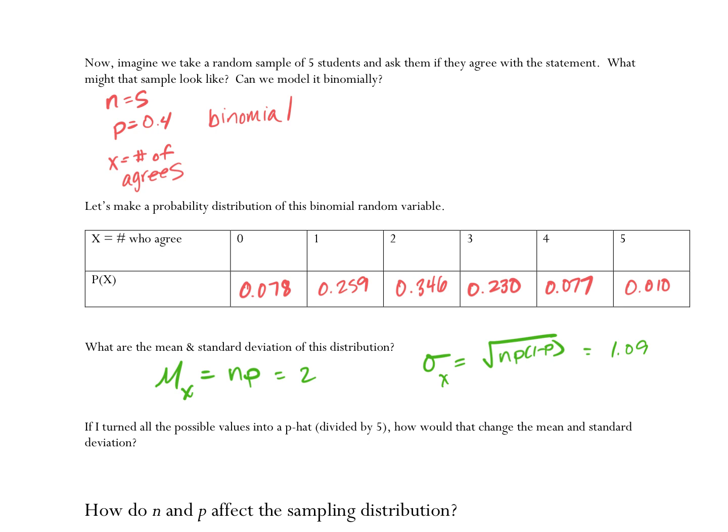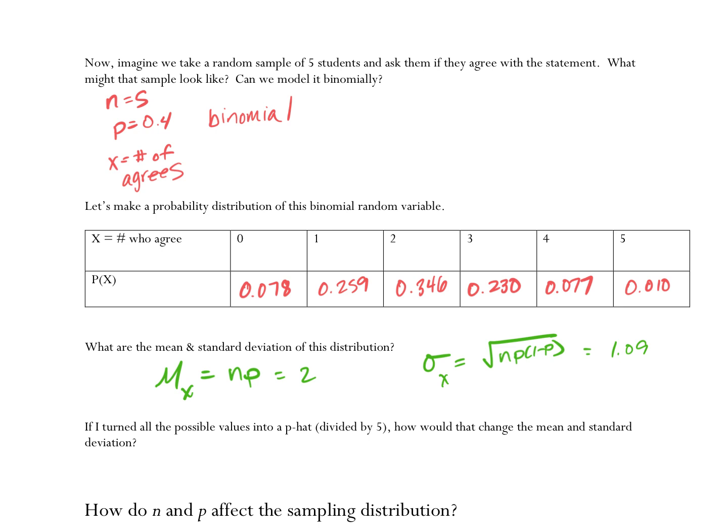I'd like to take a deeper dive into this possible outcome right here. Is everybody with me? This was one person that said they agreed, yes? 1 out of 5. Could I turn that one person into a p hat? Yes. How would I do that? 1 out of 5. I would divide by 5, yeah? Could I turn these 2 people into a p hat?